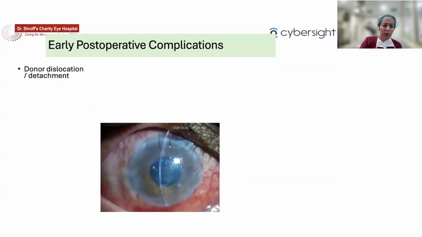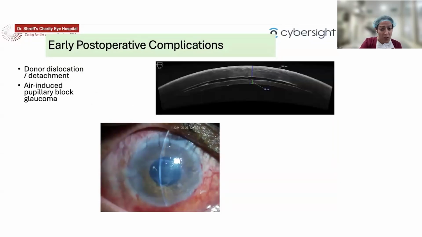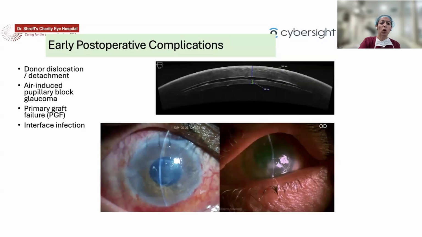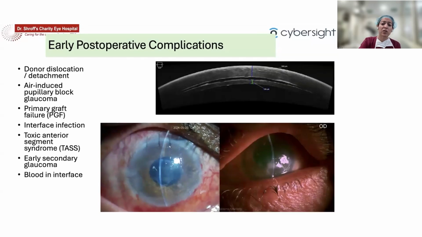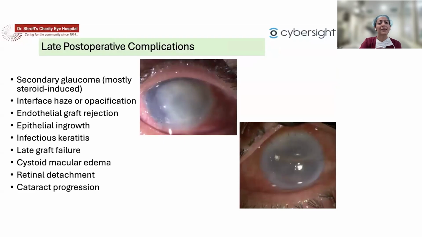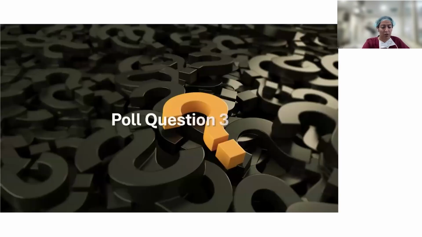In the early postoperative period, you can have donor dislocations, detachments, air-induced pupillary block glaucoma, primary graft failure, infection, TASS, early secondary glaucoma, blood in the interface, and in the late postoperative period, again, you can have all of these complications, where you can have glaucoma, interface haze, rejection, infection, CME, RD, or cataract progression.